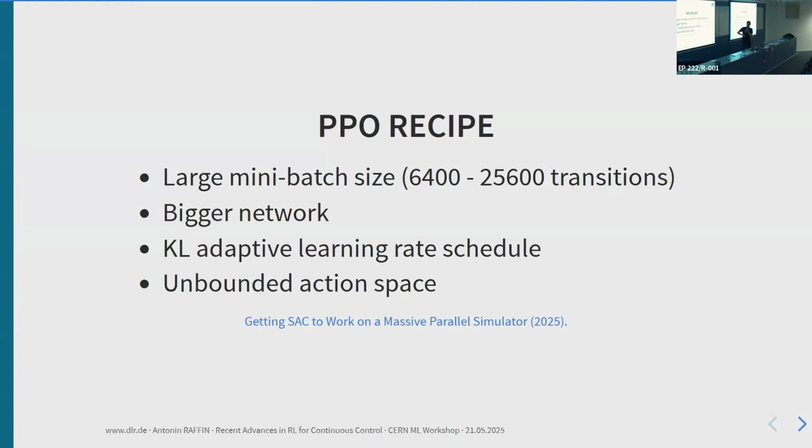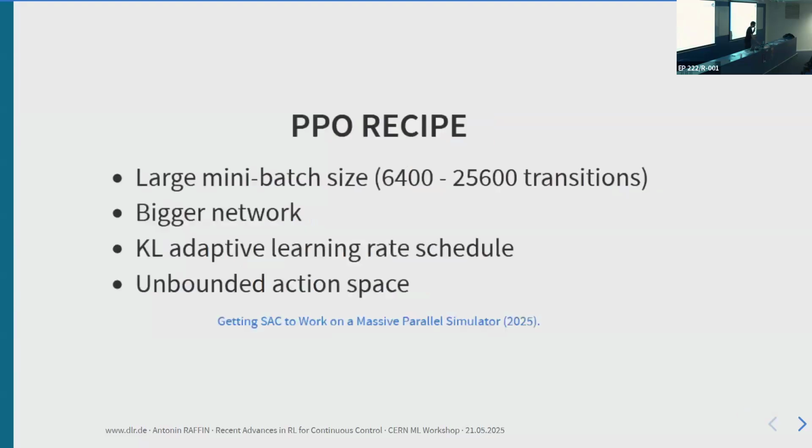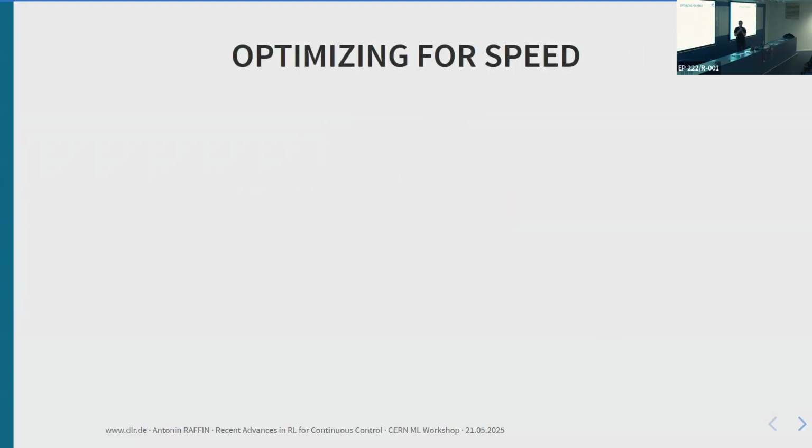Actually, if you want to read more about that, I did a full blog post about getting SAC to work with those parallel simulators. And one of the main things was to have proper action space, so to restrict the limits in a way that really represents what you want to control and not have infinite action space. And to get other algorithms to work on those environments, you can also do hyperparameter optimization.